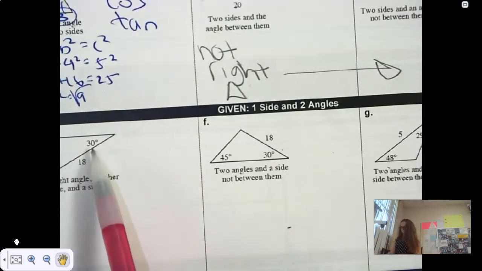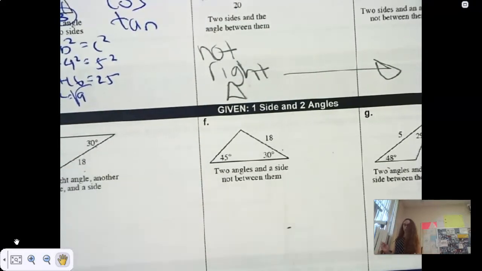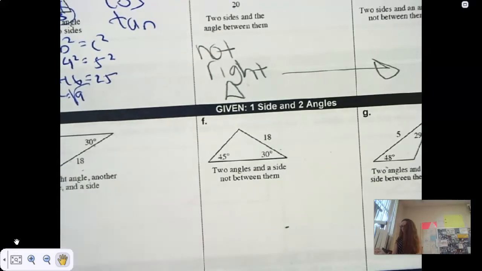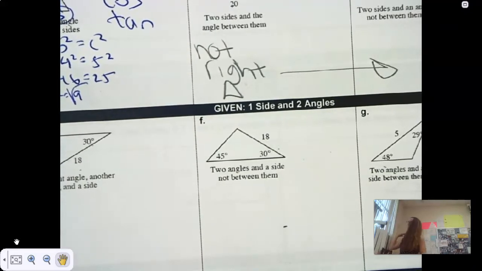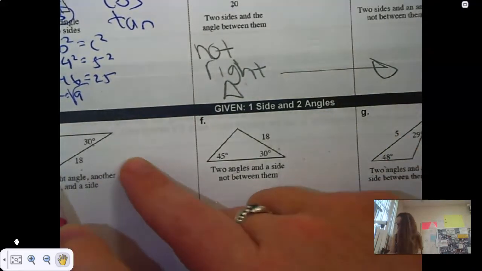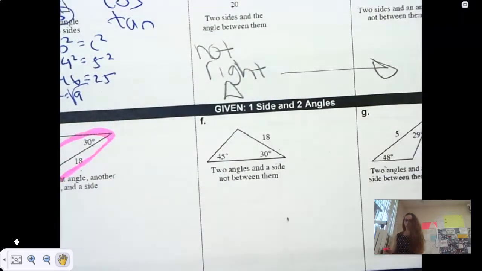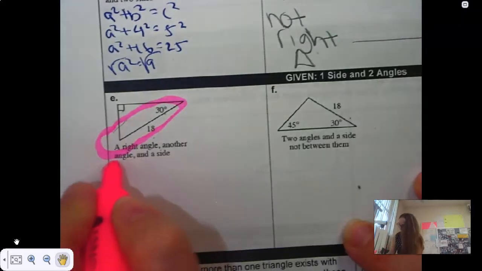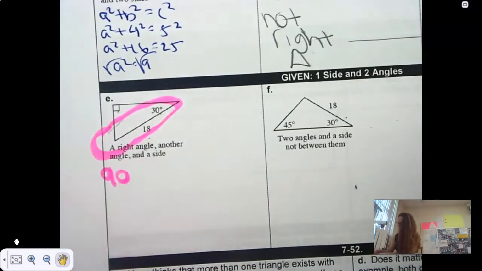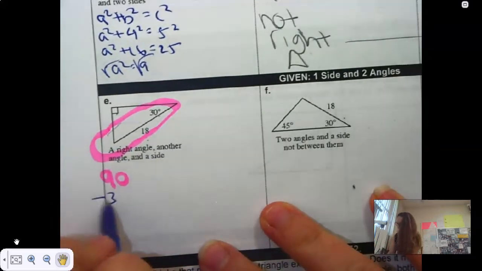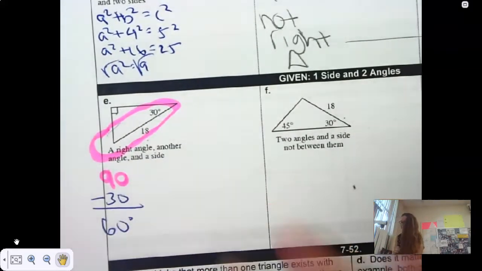This time they're saying, okay, if I have one side and one angle, or two angles, this one and this one, can I do it? And some of you go, yeah, Ms. Rifkin, we know that this plus this is 90 degrees. So I can just go 90 minus 30. And some of you go, I don't even need to show that. I can just tell it's 60.